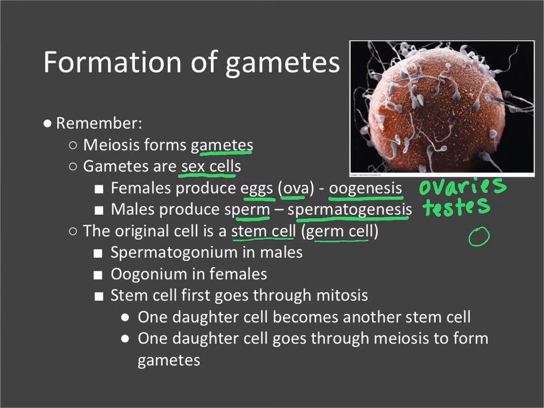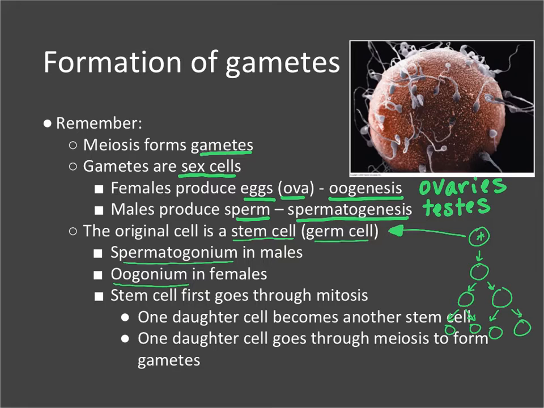So when we draw this little diagram where we show a cell that goes through the S phase of interphase, and then it goes through the first round of meiosis, and then that cell goes through the second round of meiosis, the original cell that we're talking about is that stem cell. So this is that germ cell that is hanging out in either the ovaries or the testes, getting ready to go through meiosis. Now in males, this stem cell is called a spermatogonium. In females, the stem cell is called an oogonium.